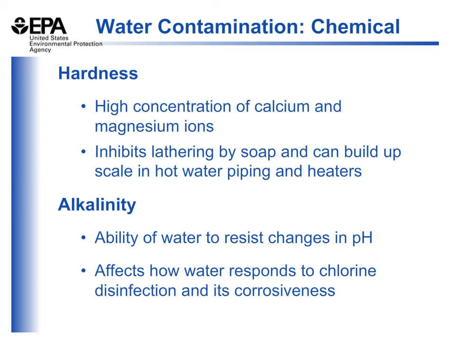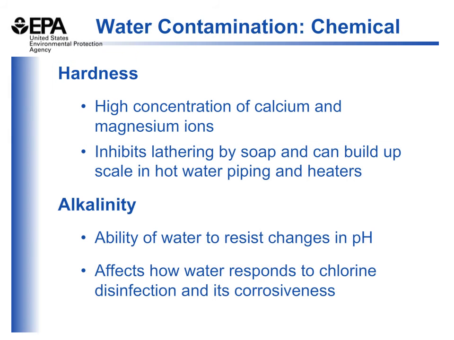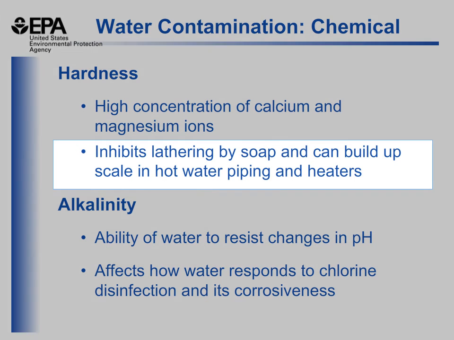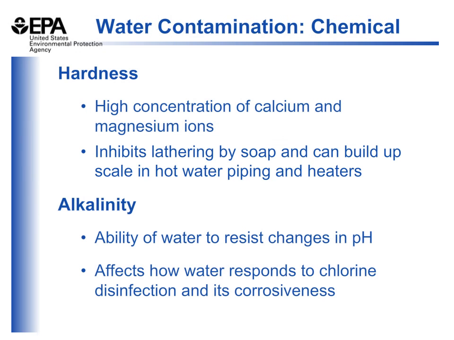Water hardness can be a factor in the water treatment process, both for groundwater and surface water systems. Hardness is a measurement of the concentration of calcium and magnesium ions in the water. In areas where water is withdrawn from limestone, you may have a harder water because you'll have higher levels of calcium and magnesium. The presence of these ions inhibits the lathering of soap such that detergents don't work as effectively within the water. And it can also build up a scale in hot water piping and hot water heaters, such that a water softener is typically needed to remove the calcium and magnesium before the water is used.